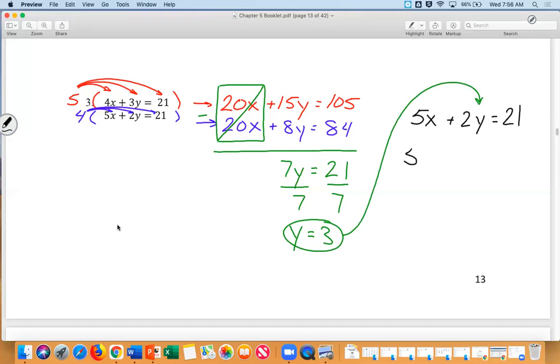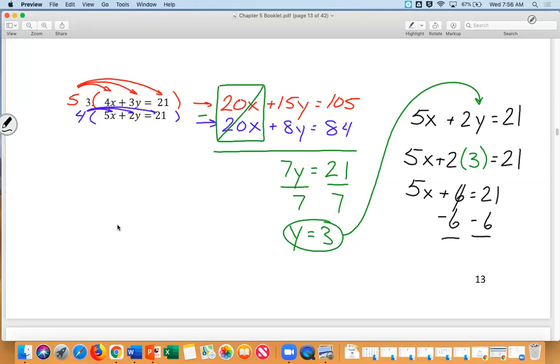So that gives me 5x plus 2 times 3 equaling 21. So 5x plus 6 equals 21. Subtract 6. Notice we have 5x equaling 15. x equals 3.